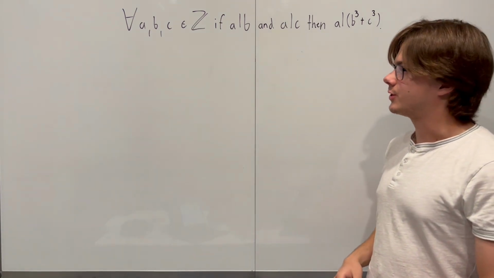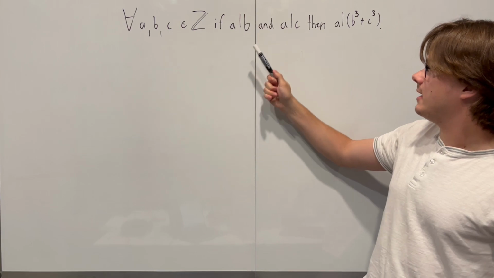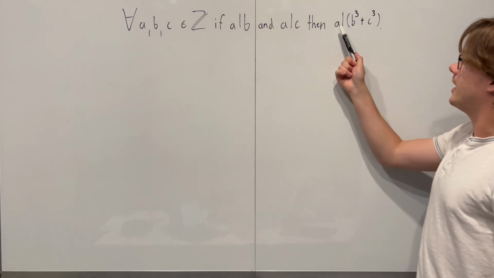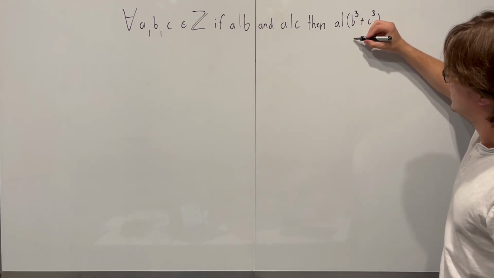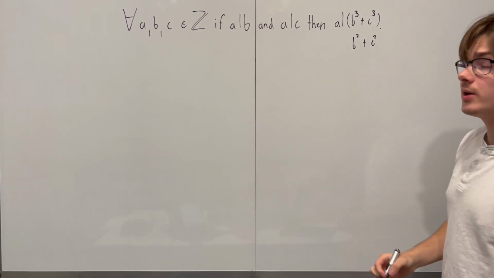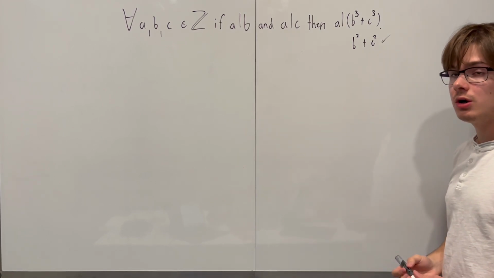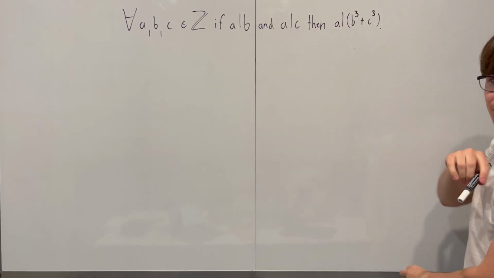Is the following statement true? That for all integers a, b, and c, if a divides b and a divides c, then a divides b³ plus c³. Now this is very similar to the proof I did prior to this, where it's asking whether a divides b² plus c², and we found that this was in fact true. So I'm going to think that this should be true as well, but let's just verify that with one example.